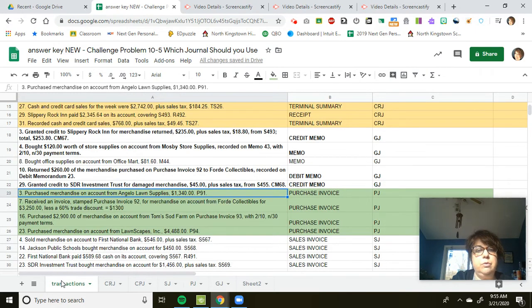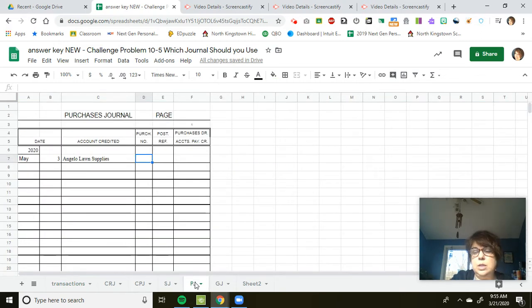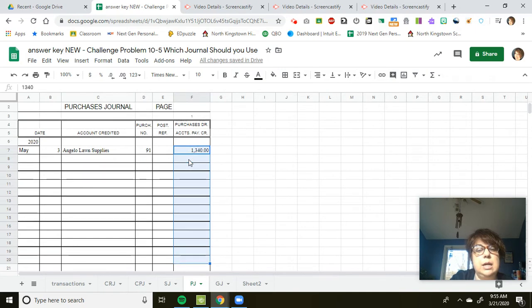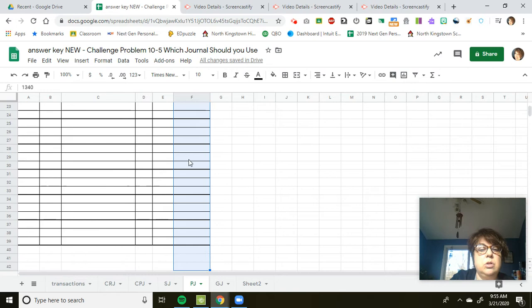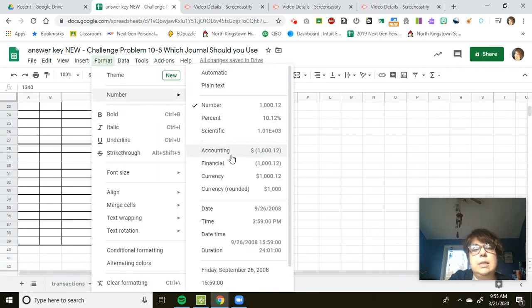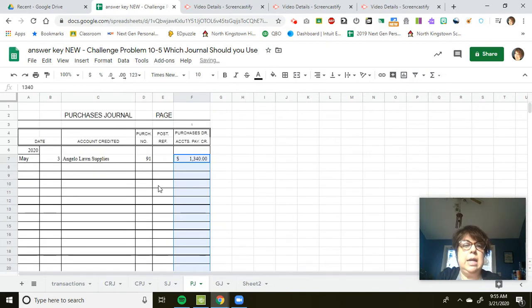It was for $13.40 with purchase invoice 91. Purchase invoice 91, and it was for $1,340. You don't need to worry about the P in the purchase invoice column, the source document column. If you like to have the initial there, it's okay. I would never say it's wrong. Again, I'm formatting these as accounting. This is sort of like Groundhog Day. Hopefully this is not too hard for you, everybody.